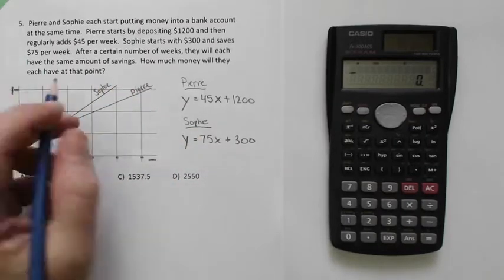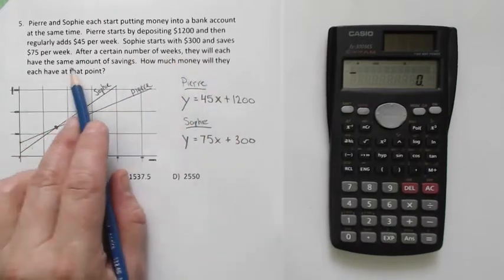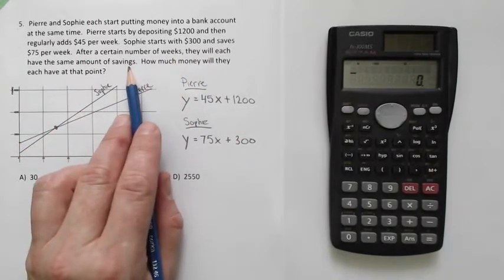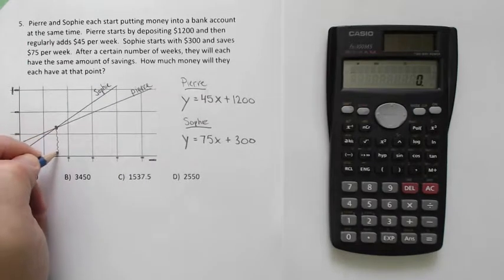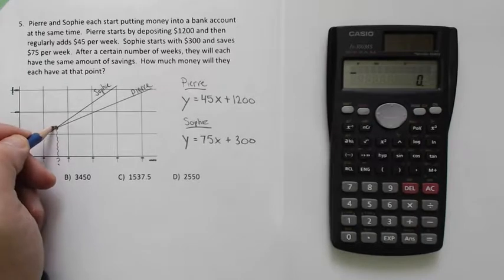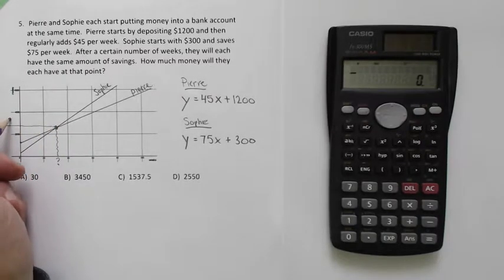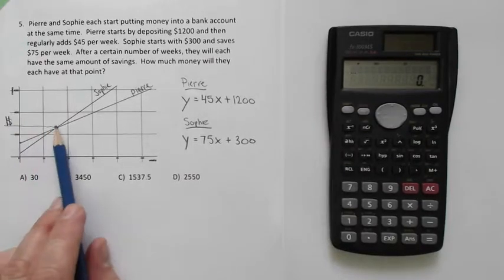But there's one point, right, that we're asking about here. After a certain number of weeks, they will each have the same amount of savings. How much money will they each have at that point? So at some mystery number of weeks, they will have a tie in their money. And we want to know how much money that is.